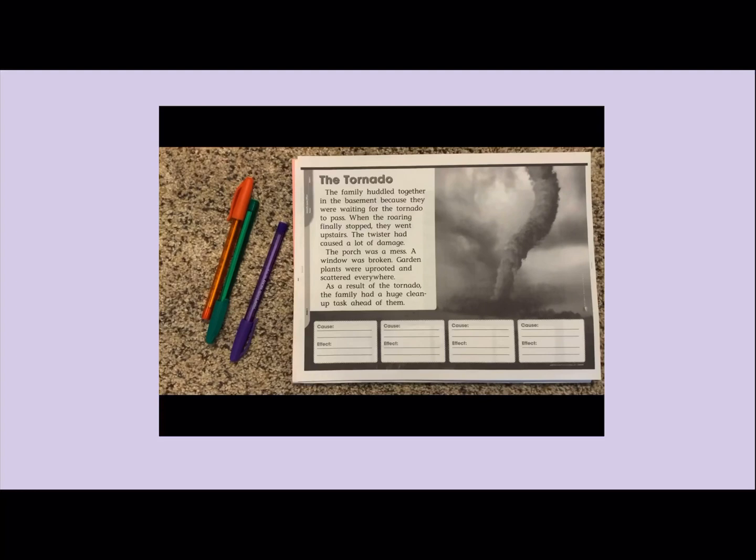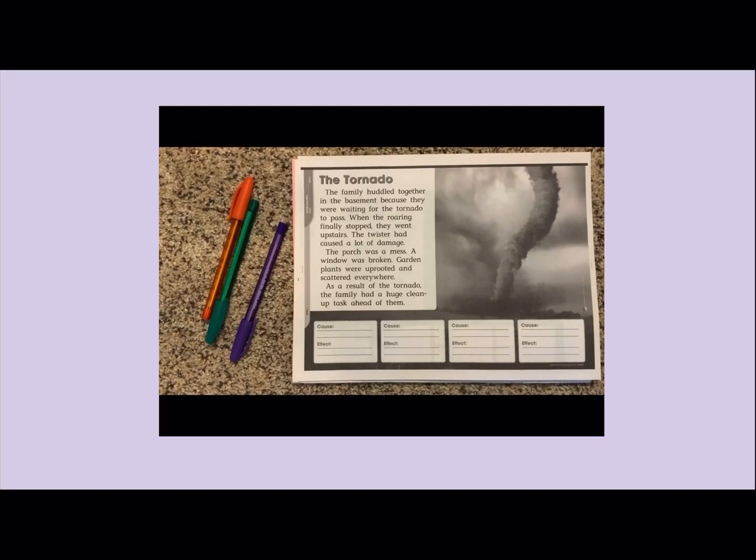The tornado. The family huddled together in the basement because they were waiting for the tornado to pass. When the roaring finally stopped, they went upstairs. The twister had caused a lot of damage. The porch was a mess. A window was broken, garden plants were uprooted and scattered everywhere. As a result of the tornado, the family had a huge cleanup task ahead of them.